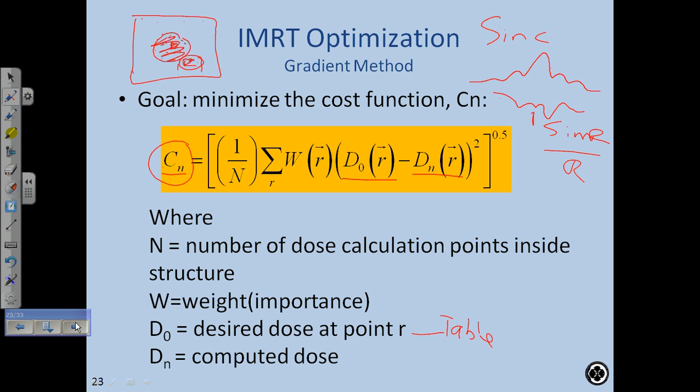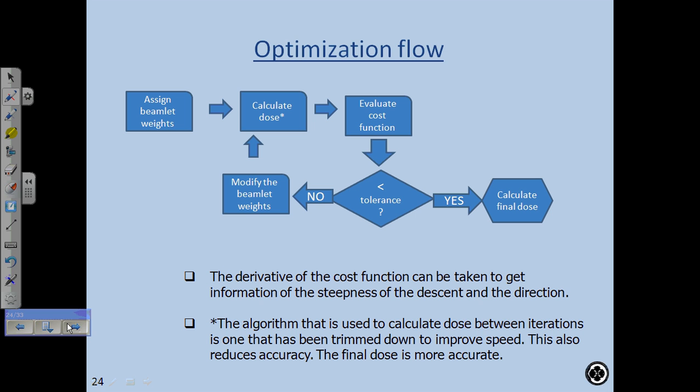So, flow of optimization. Assign beamlet weights. That's the first thing in that table. Calculate the dose, and I just went through this, so we'll go over it one more time. This is a summary of it. Evaluate the cost function.